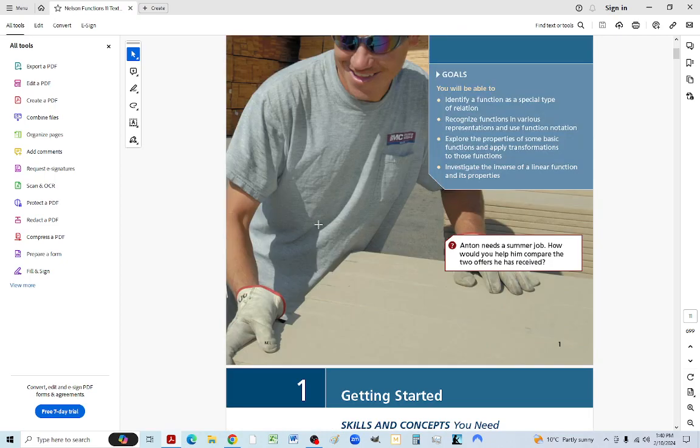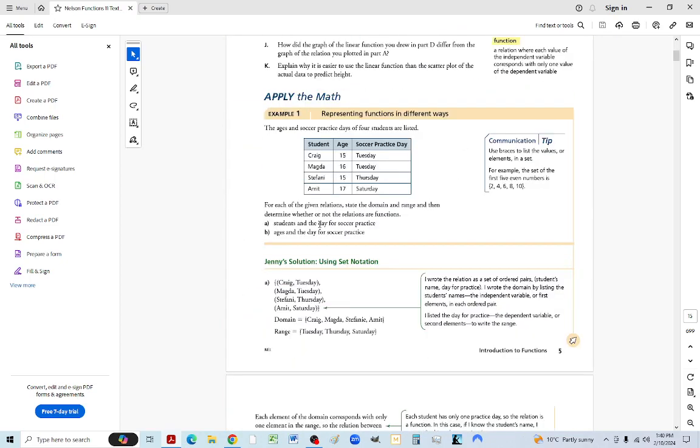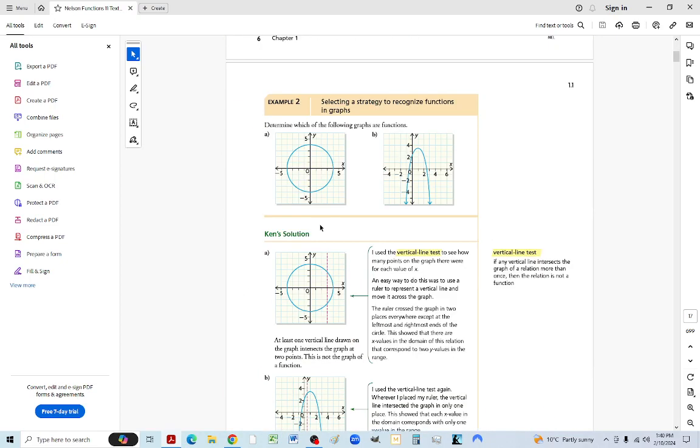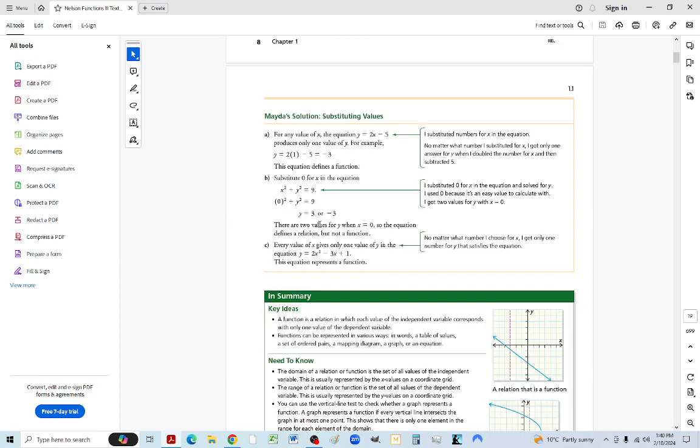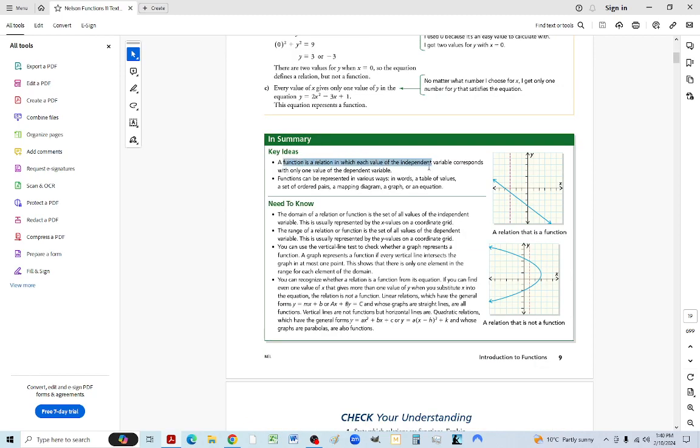If you go to the end of each unit, they always give a summary. Sometimes it's good, sometimes it's bad. In summary, a function is a relationship in which each value of the independent variable corresponds with only one value of the dependent variable, which means x's don't repeat. Sometimes they come in words, a table of values, a set of ordered pairs, a graph, a mapping diagram, or an equation. In the domain, there's all the x values that are possible, and the range, all the y values, and the vertical line test, and you can see that it sort of summarizes it.